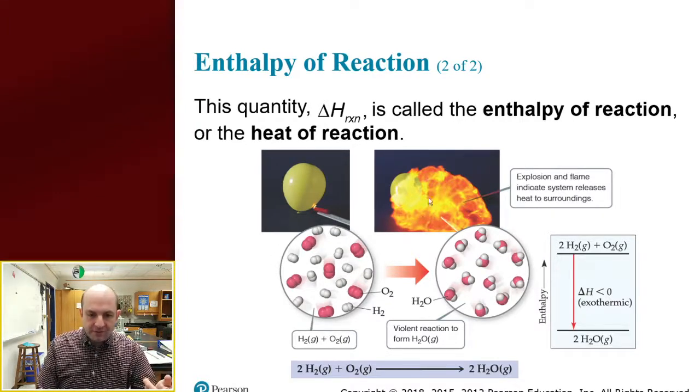We get our lovely explosion to form water, and heat is released. So, okay, we start here with the enthalpy of the hydrogen and oxygen. It drops down to form the gas water. And so that means our delta H is negative. This was exothermic. All checks out.